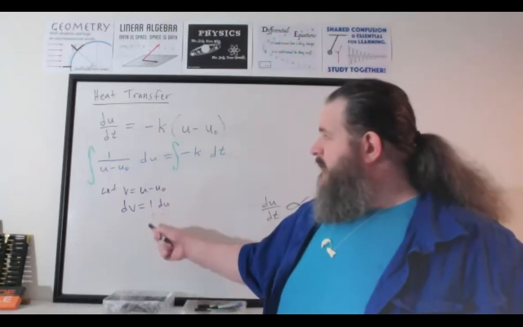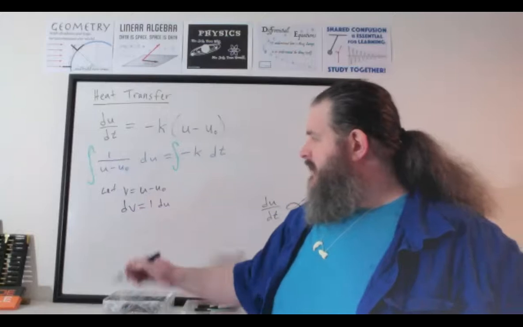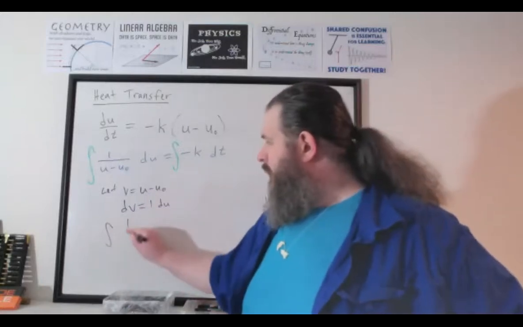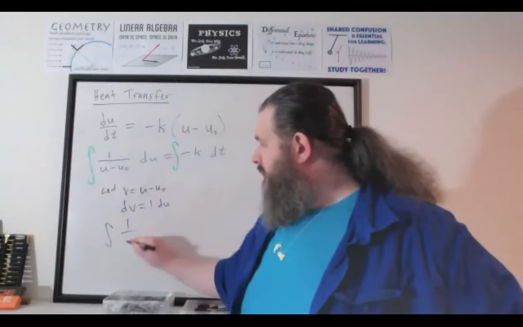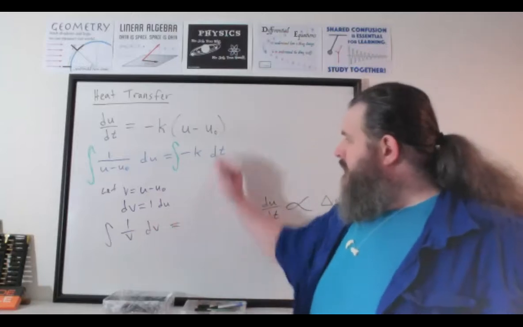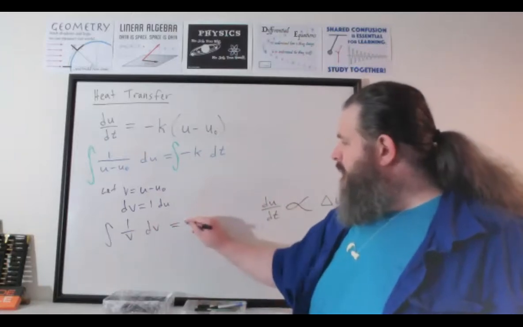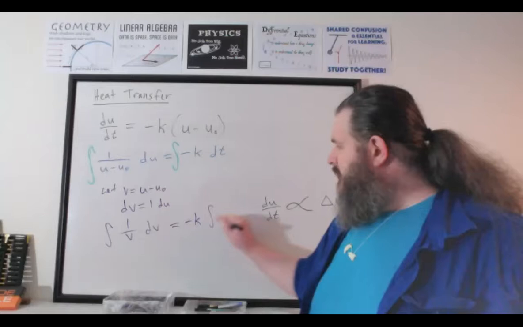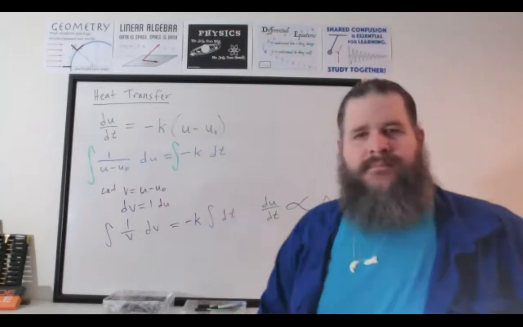Yeah. Which means we can freely substitute. Du can just be replaced with dv. So we get the integral of 1 over, this whole thing is going to be v, dv. And then on the other side, of course, we still just have, actually, we could pull out negative k as a constant. Can we just make it negative k?